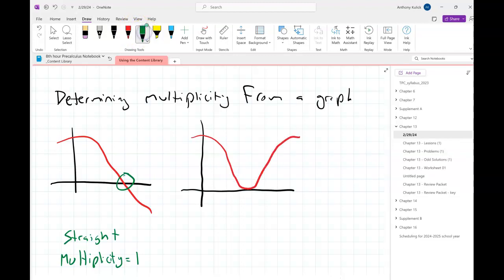If the graph of my polynomial looks like this, I have an x-intercept that hits the x-axis and bounces back the same direction it came. That type of x-intercept is called a bounce. Bounces are always going to have an even multiplicity. So the multiplicity could be 2 or 4 or 6 or 8. We don't know just from looking at the graph what it's going to be, but we know it's going to be more than 1.